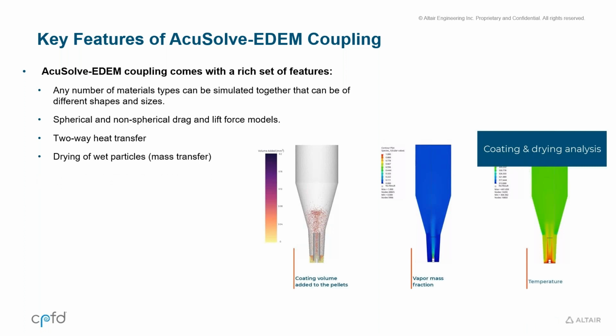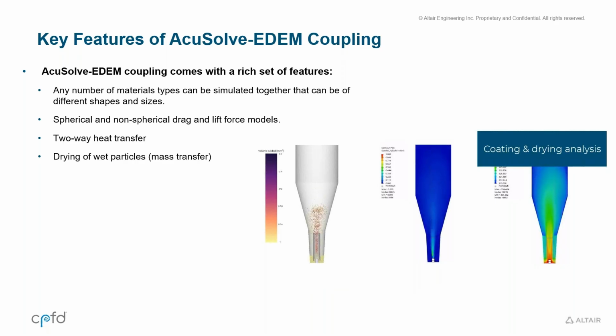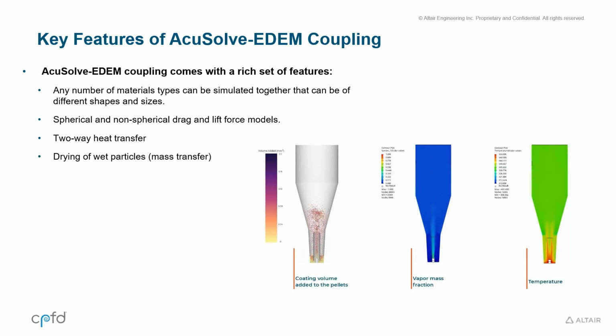In addition to the heat transfer as well as momentum transfer, we can also simulate the drying of particles, such as fruit grain drying or drying of ore particles. So using the mass transfer feature in AcuSolve EDEM coupling, users can simulate processes such as tablet coating and drying, as well as rotary dryers and things like that.